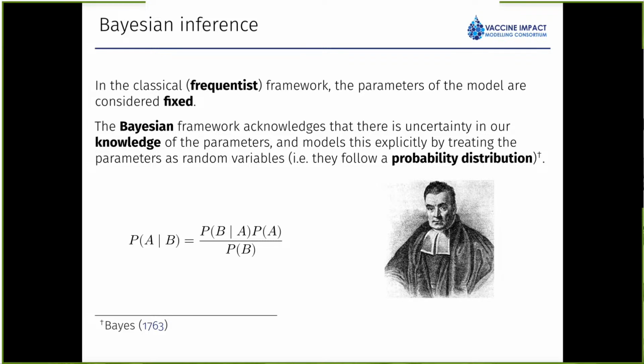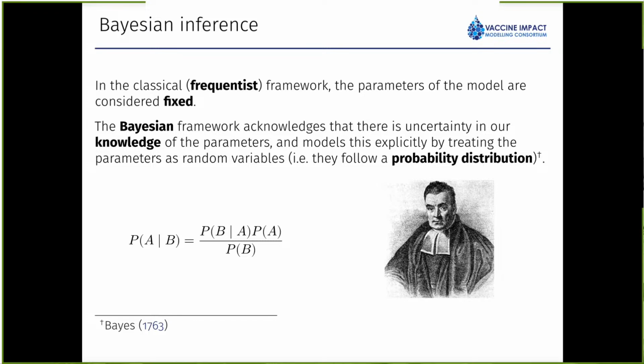So the way to think about it is in terms of the way that we think about the parameters. Okay, so in the classical approach that I've just showed you, we consider that the parameters are fixed. There is some true value that exists out there, and if we had enough data, we would be able to estimate that exactly.